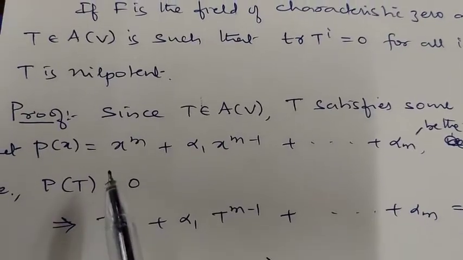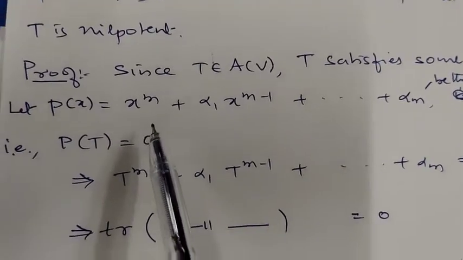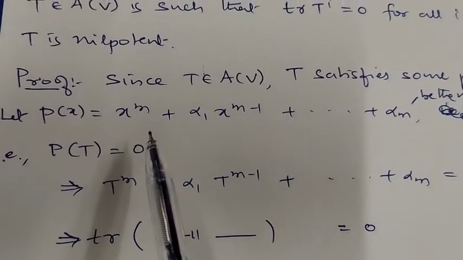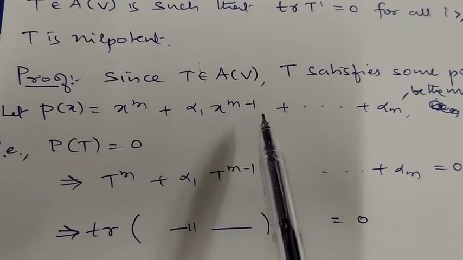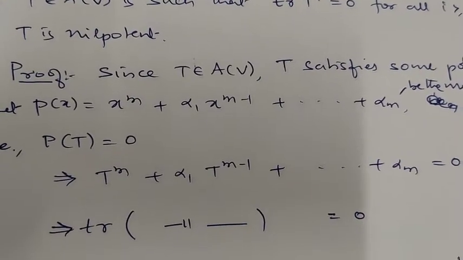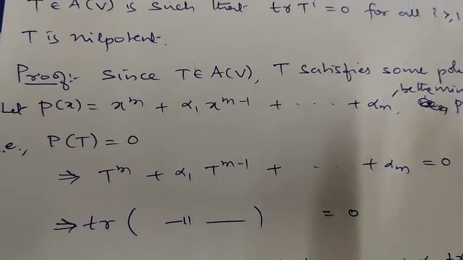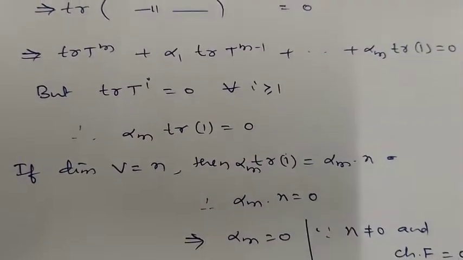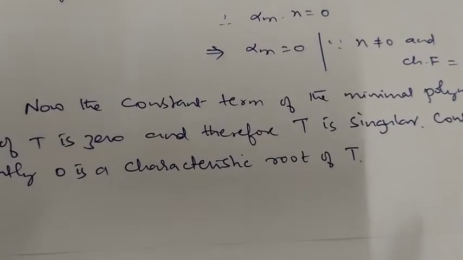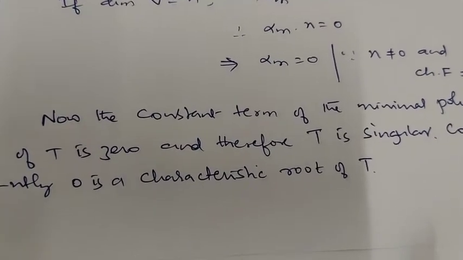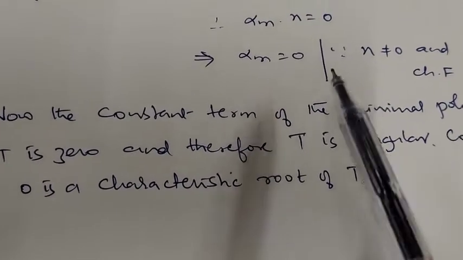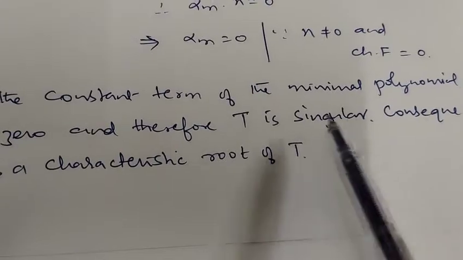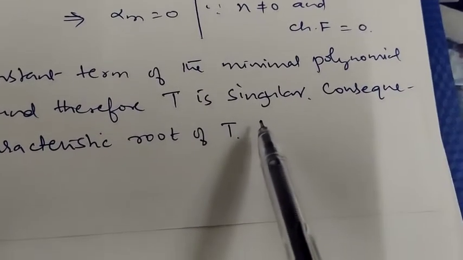Now, look at the minimal polynomial. Here alpha m is the constant term of the minimal polynomial. If the constant term of the minimal polynomial itself is 0, what can you declare? The transformation is singular, because if the constant term of the minimal polynomial is non-zero, then we have proved that the transformation is regular or non-singular. Here the constant term is 0, therefore we can declare that the transformation T is singular.